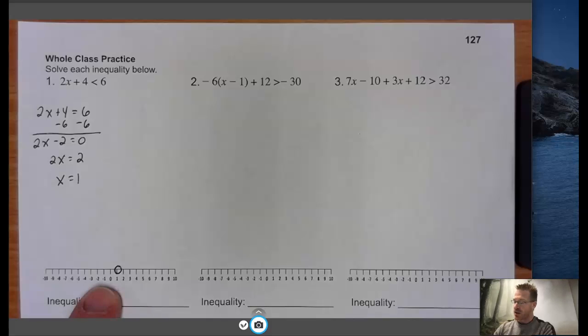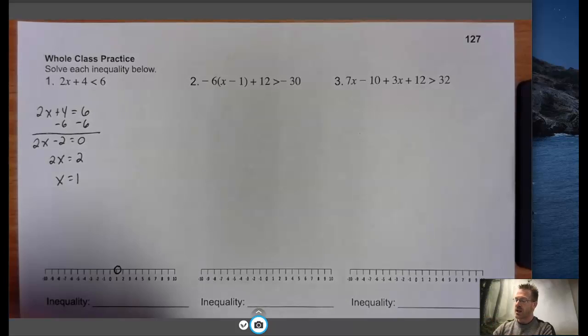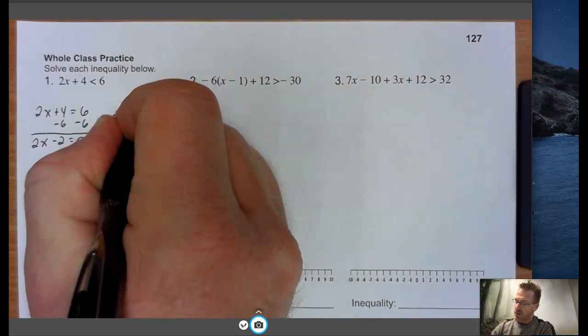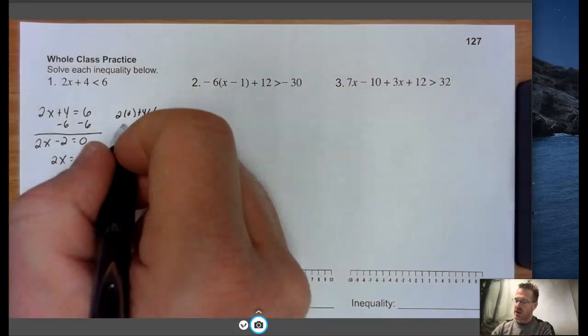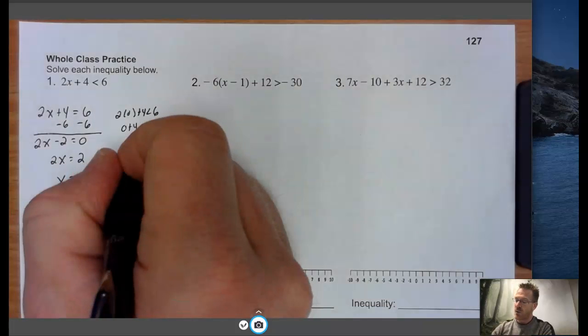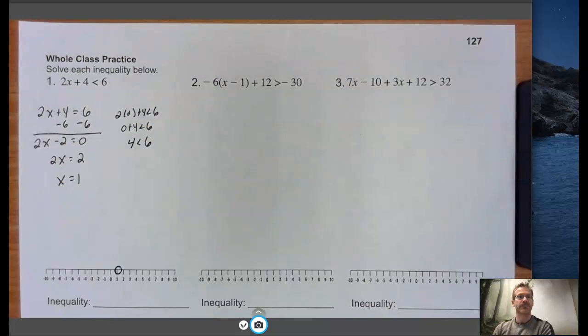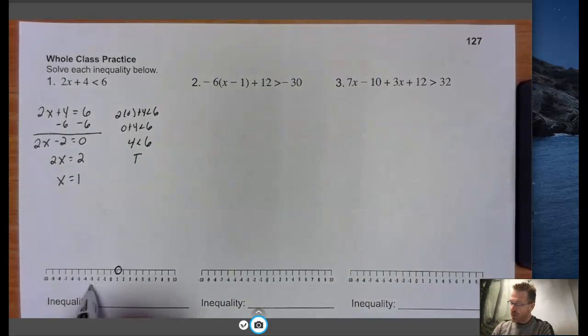So I'm going to test 0, and I'm going to plug that back into our inequality to see if that gives me a true or a false statement. So 2 times 0 plus 4 is less than 6. 2 times 0 is 0. So 0 plus 4 is less than 6. And so I get 4 is less than 6. Well, that's a true statement. So that means 0 is on the true side. That means, just like we did when you graph, the other side has to be the false side.